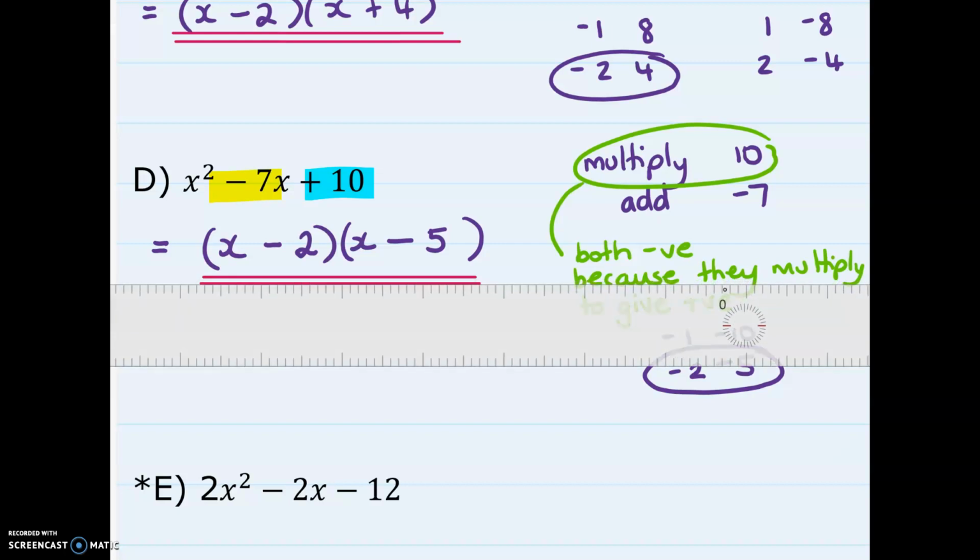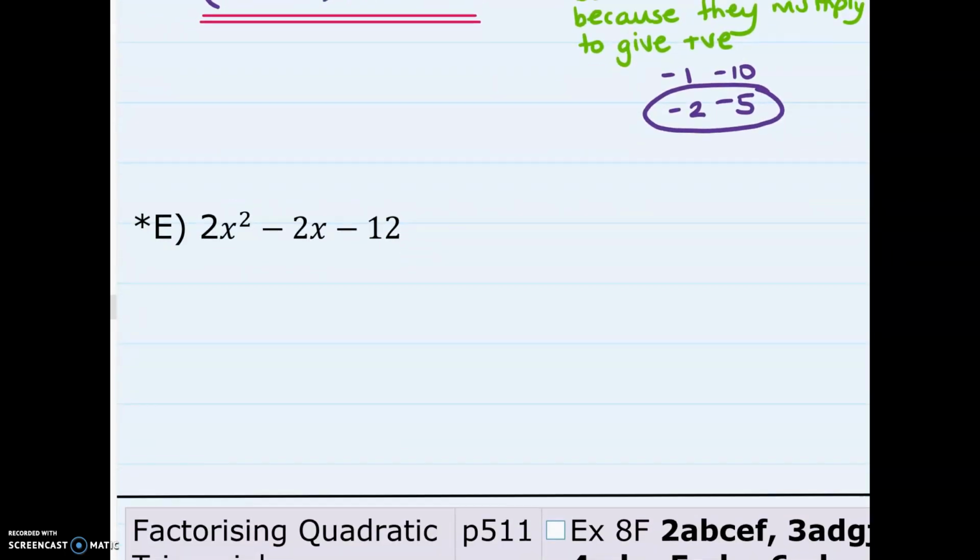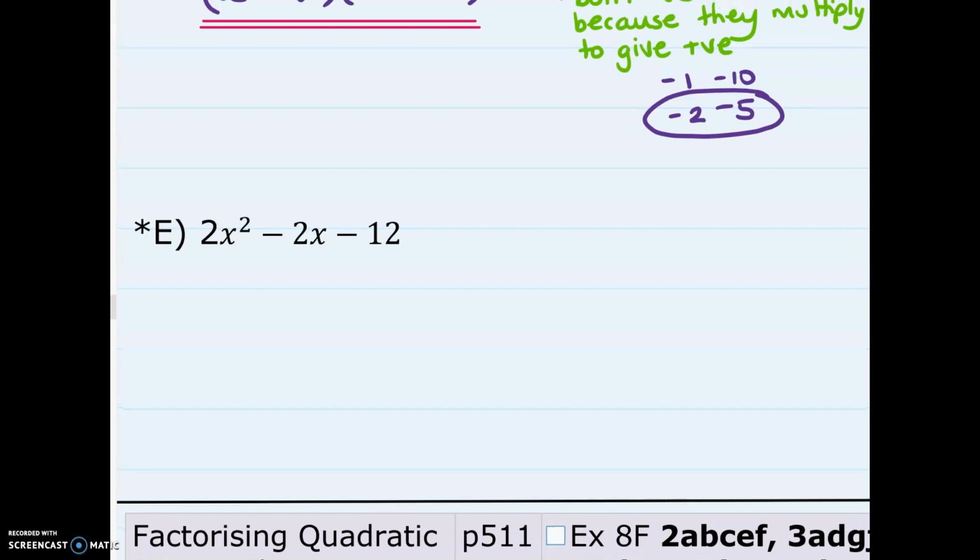Okay, so the first two were all positive, the next one had a positive negative, and the last one here, both are negative. Now the final one is extension, so if you just want to copy it down, don't stress too much. This is not a C standard question. We have to do an extra step that makes it complex. So I'm just going to put a note.